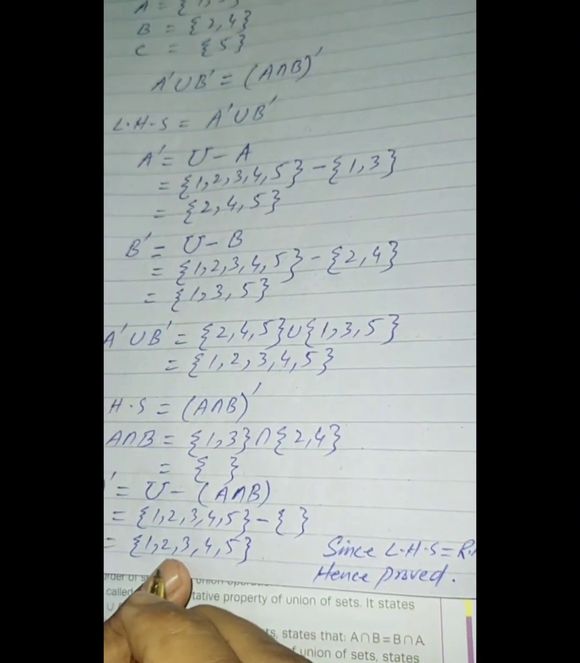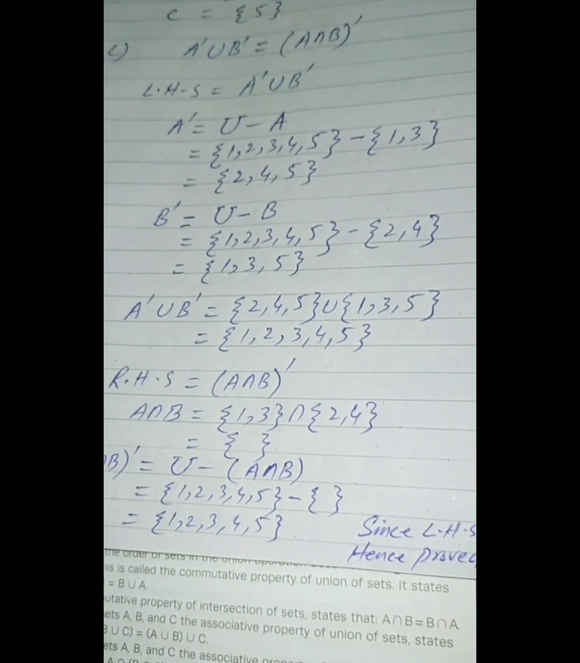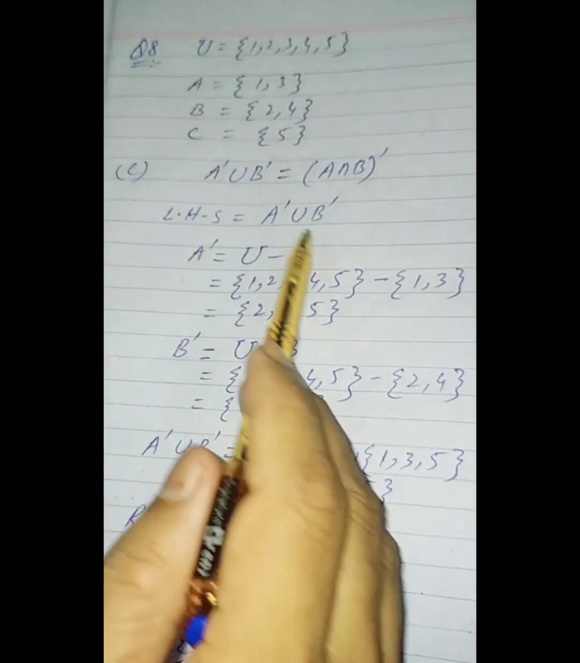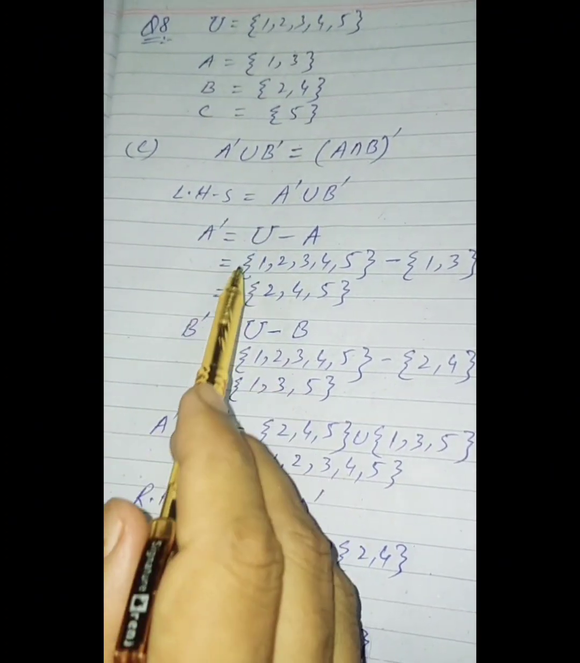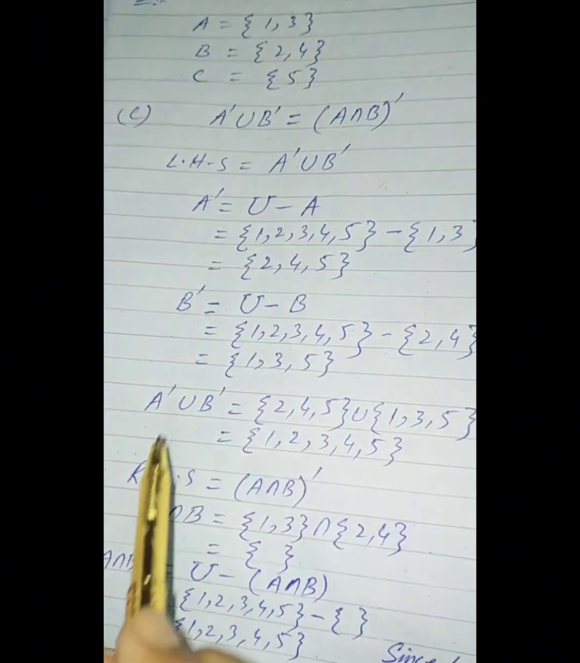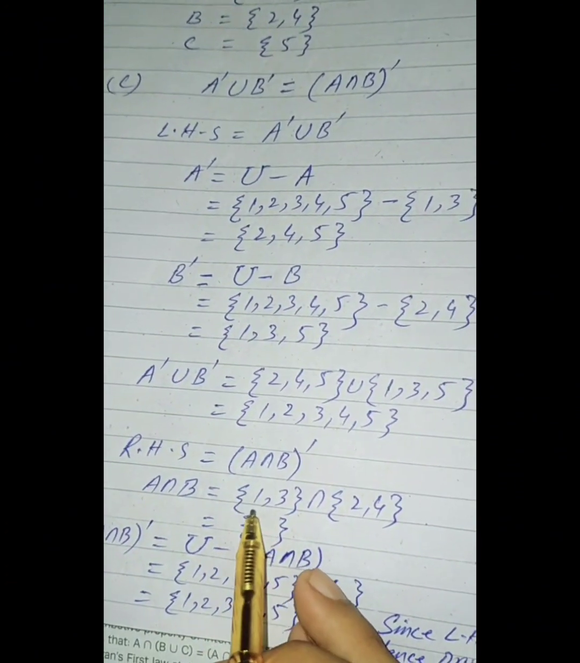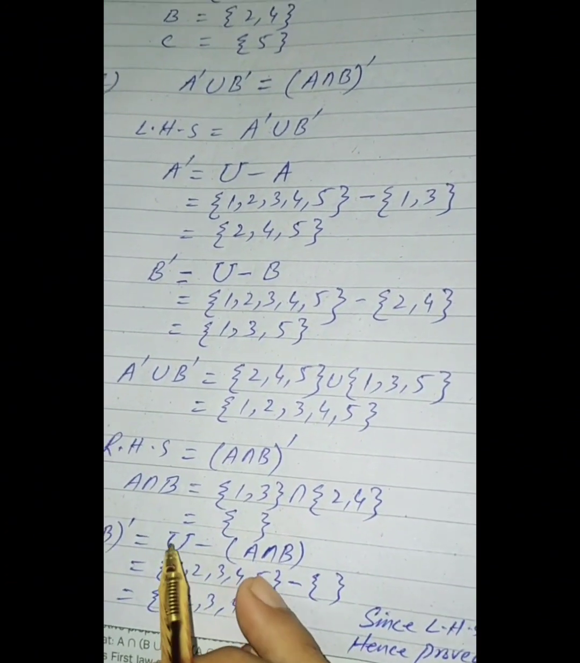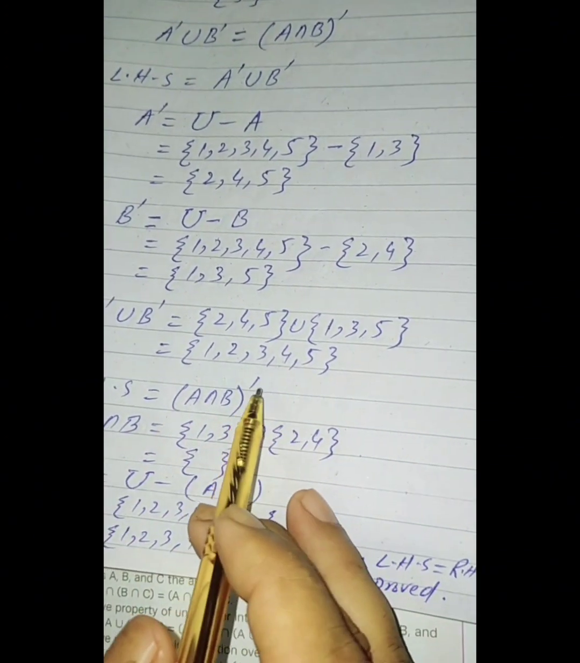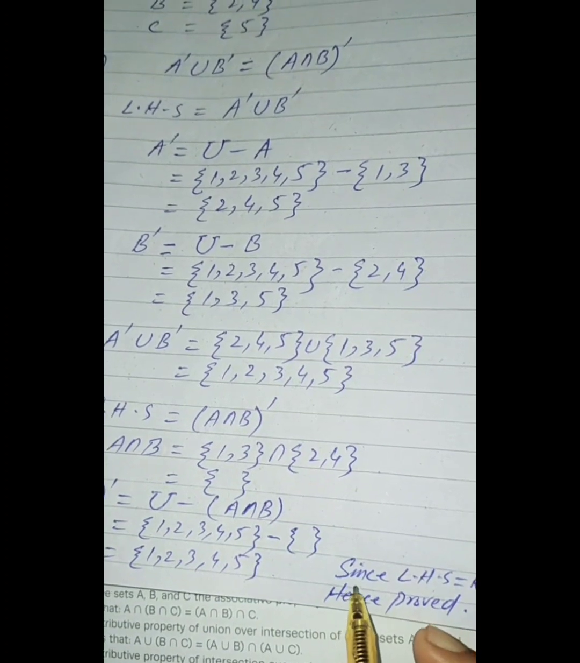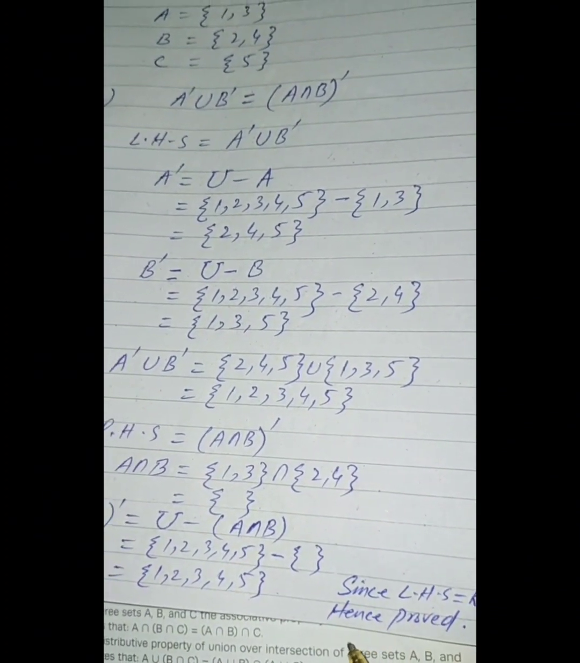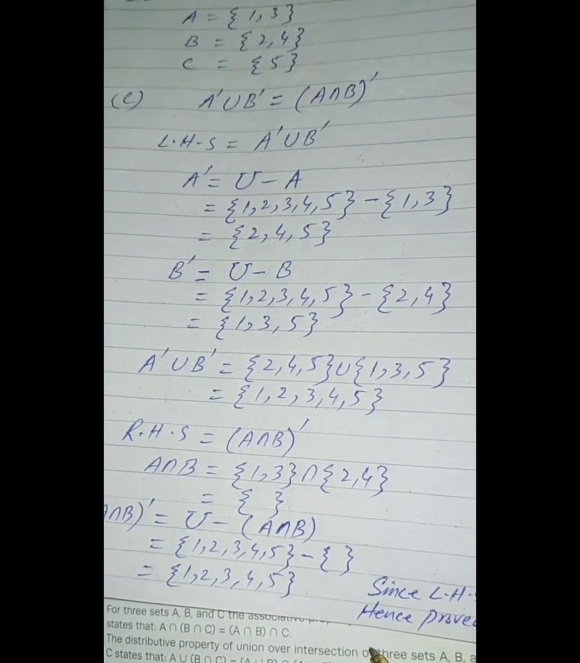So this is the way to prove the law. First you will consider the left hand side and simplify the whole left hand side, or take the value of left hand side. Then you will consider right hand side and simplify it and get the value of right hand side. Both the sides should have the same value, same set. Clear? Then you will write since left hand side and right hand side are equal, hence proved. So this is all about question number 8.